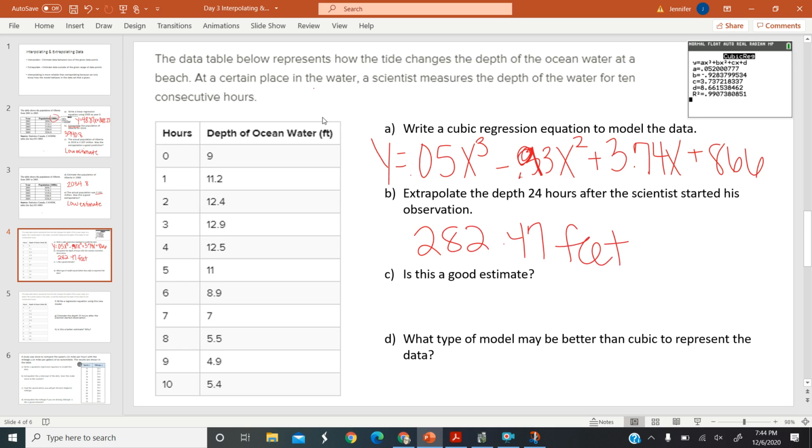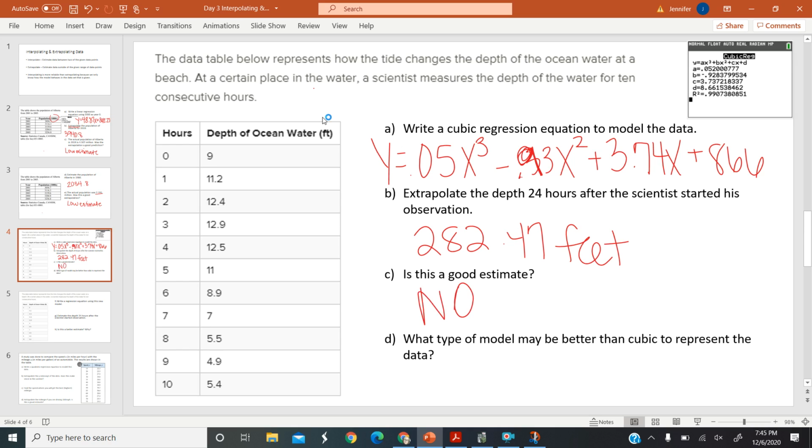After only 24 hours when the original water depth was 9. So if you can imagine a change in water depth from 9 feet to 282 feet in 24 hours, that would literally be like more than a tsunami. So, is this a good estimate? No, it is definitely not a good estimate.